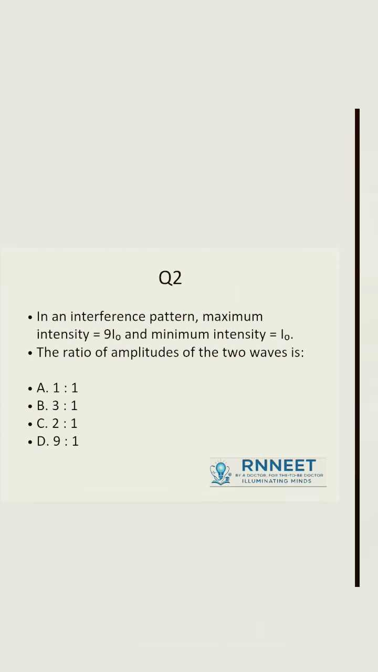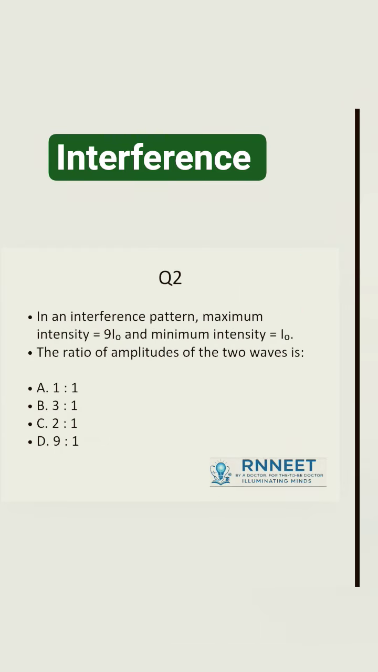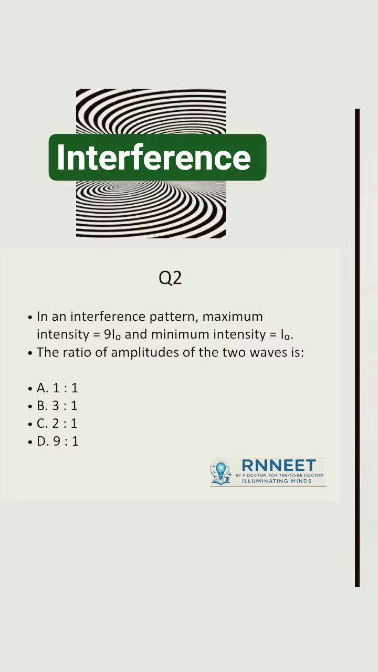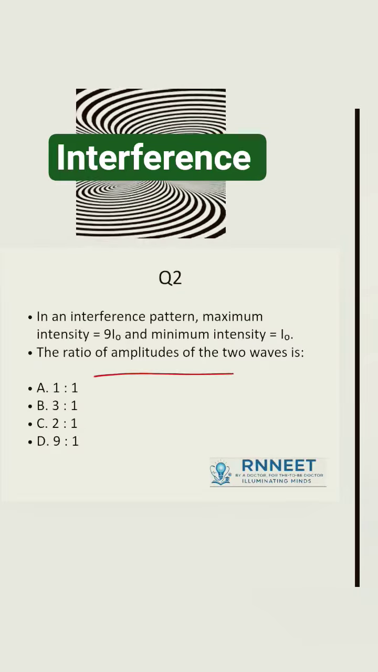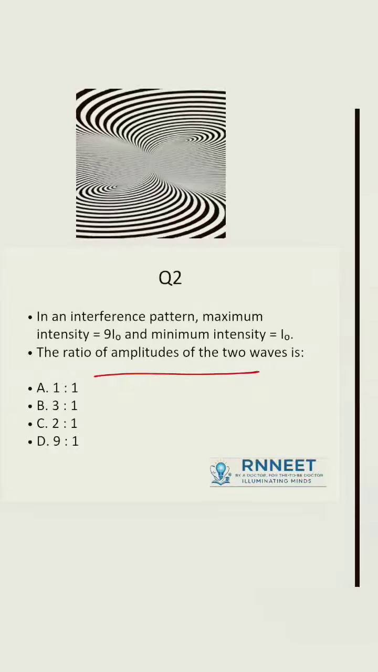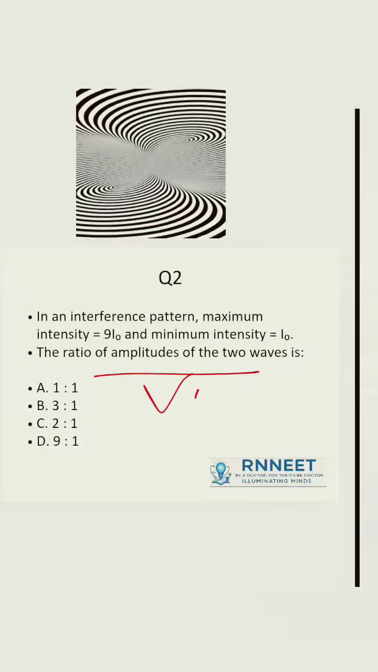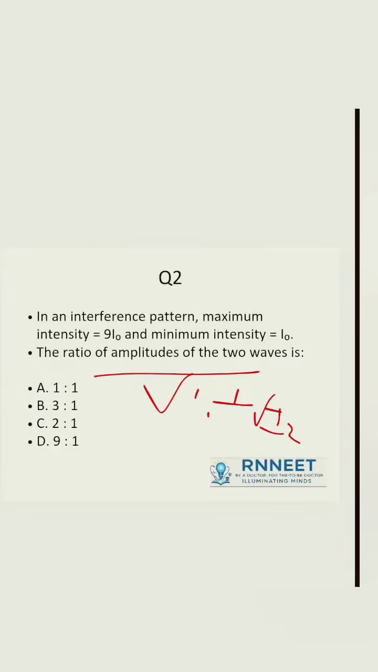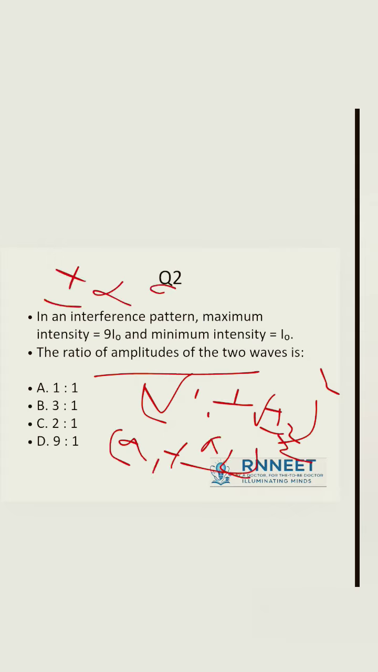Remember that. Going to the next question on interference pattern. He says maximum intensity is 9 I naught, minimum intensity is I naught. He's asking you the ratio of the amplitudes of the two waves. You know that maximum intensity 9 I naught is equal to (root of I1 plus root of I2) the whole square. The same thing is nothing but (A1 plus A2) the whole square, because intensity is directly proportional to A square, right?